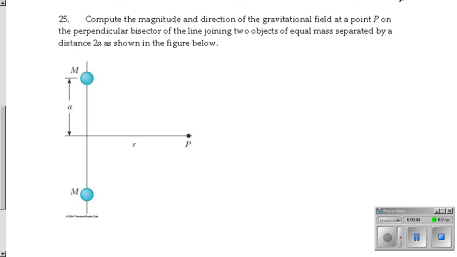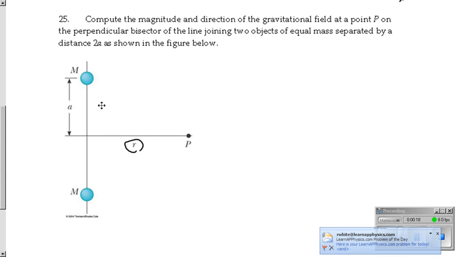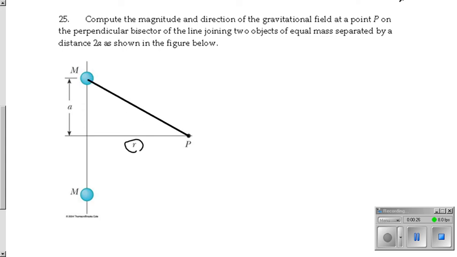This is question number 25 from homework number 1, chapter 13. We're asked to compute the magnitude and direction of a gravitational field at point P, which lies on this perpendicular bisector right here. We are r away from the line that connects them, and each mass is mass m. So if we took a look, our gravitational field would point along this line right here, and it would point along this line right here.